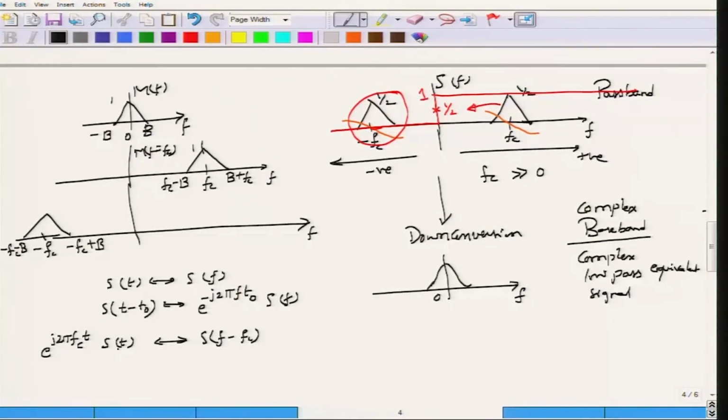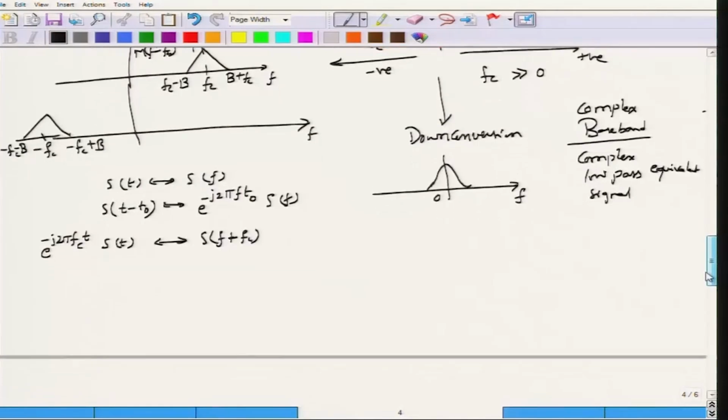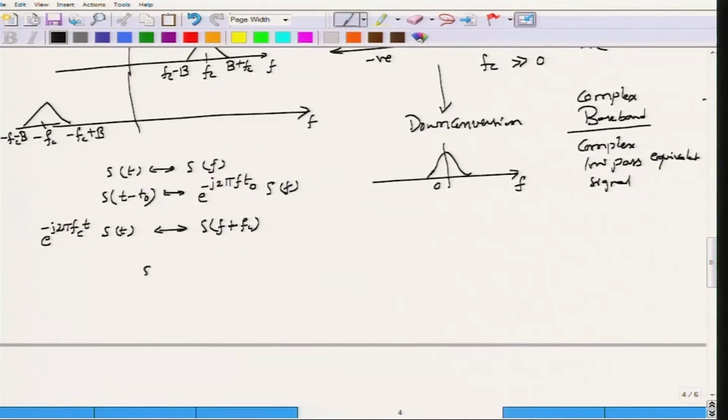So, multiplication of s of t by e to the power j 2 pi fc t is equivalent to shifting the spectrum to the right, but I do not want to shift the spectrum to the right, I want to shift the spectrum to the left. So, to do that, I simply consider fc to be negative. If I consider fc to be negative, then I get S of f plus fc, and there will be a minus sign here. So, I have now identified two operations that I need to do. Start with a real valued s of t, which you would anyway receive.